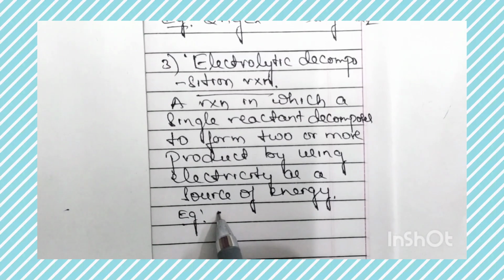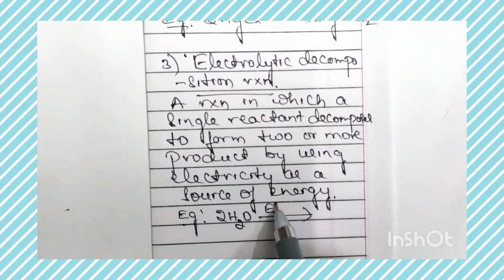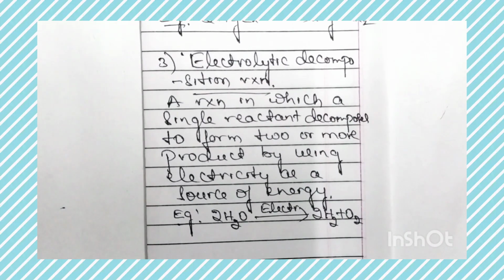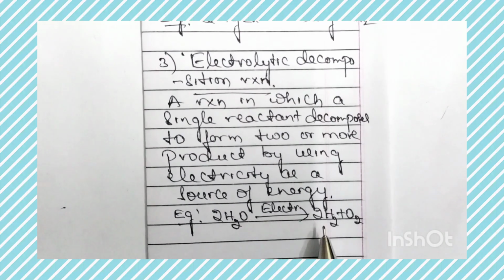Example, water: when electricity is passed through water, it splits into hydrogen and oxygen. Hydrogen is collected at the cathode, and oxygen is collected at the anode. So in this way water splits into hydrogen and oxygen by using electricity as a source of energy. So this is about the 3 types of decomposition reaction with their balanced equations.